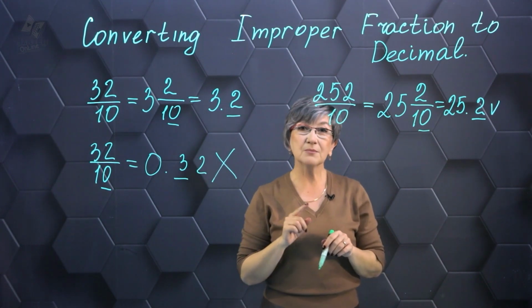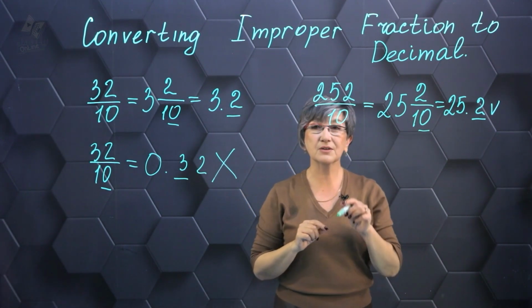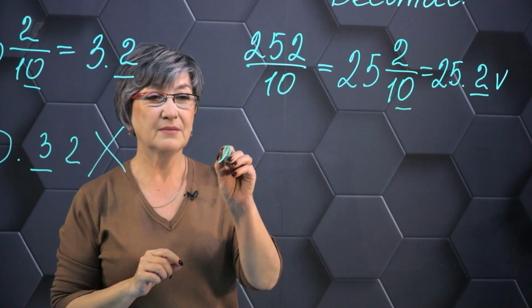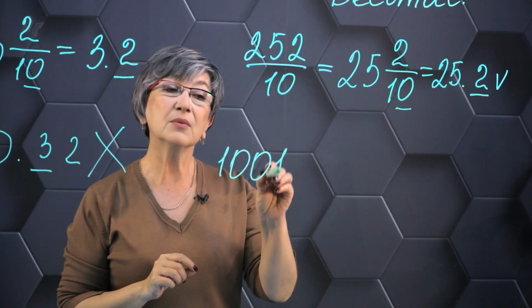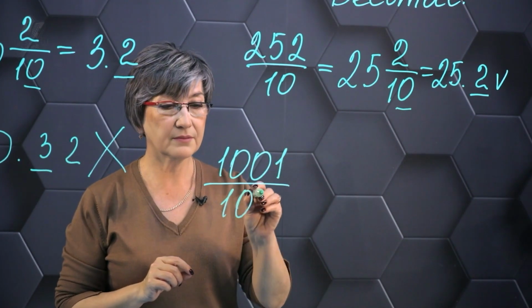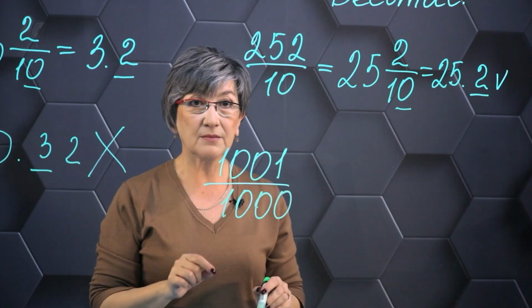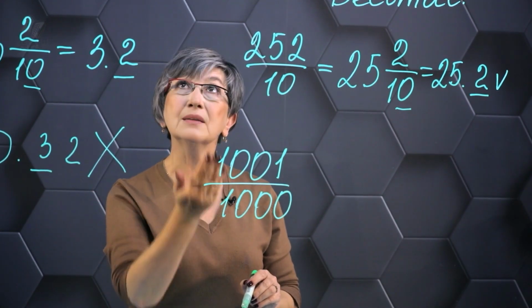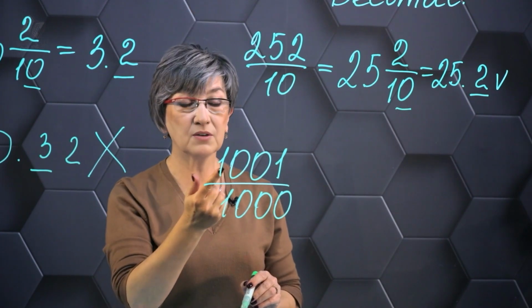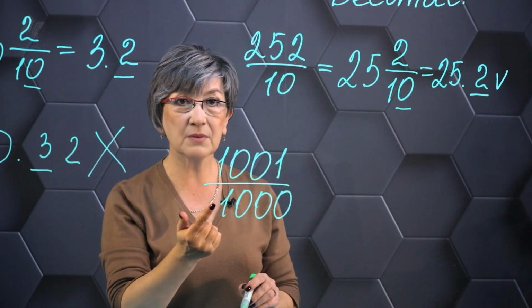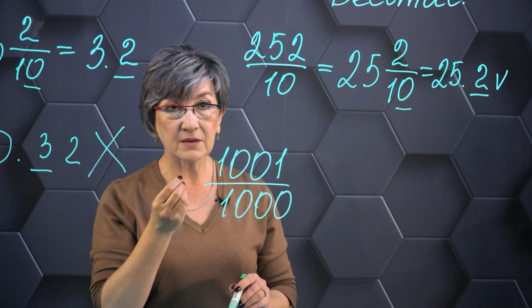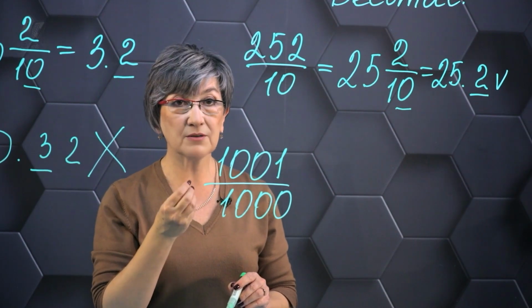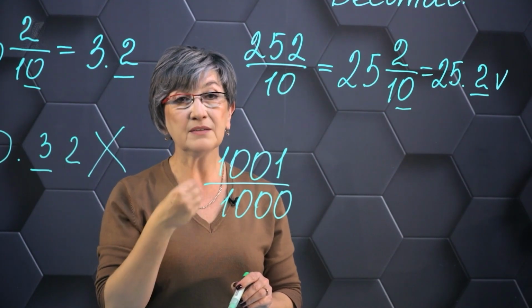And one more example, which we're going to solve now. 1001 over 1000. First, we're going to determine the type of fraction. It is an improper fraction because the numerator is greater than the denominator. Step 1. We isolate the whole part, or we write it as a mixed fraction.